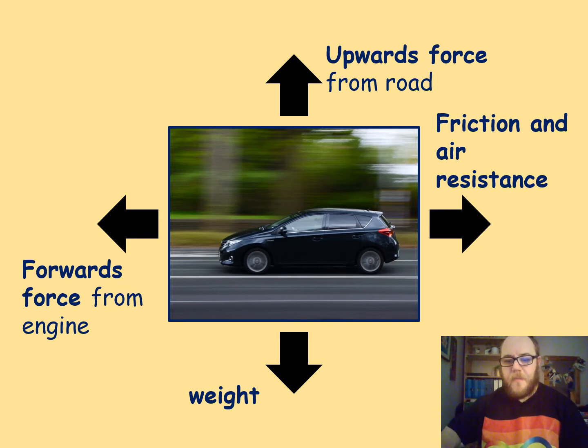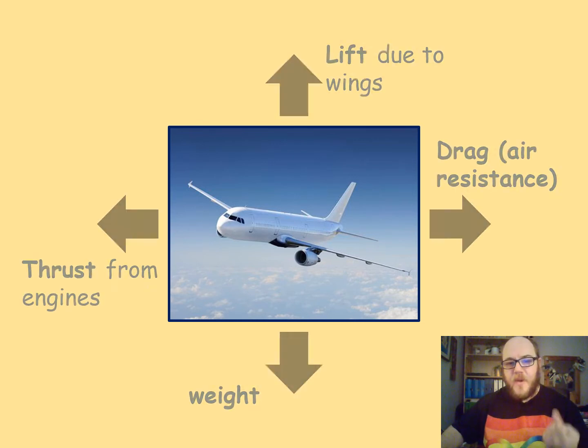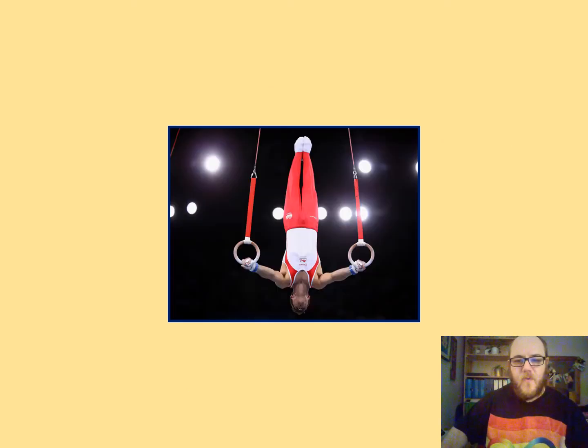So here's an aeroplane. Pause the video, sketch your aeroplane, label the forces. Welcome back. So our aeroplane, we have some lift from the wings. We have some drag, which is air resistance. We have weight trying to pull the plane back to the earth, and we have thrust from the engines, keeping it moving forward. Here is an Olympic gymnast on the rings.